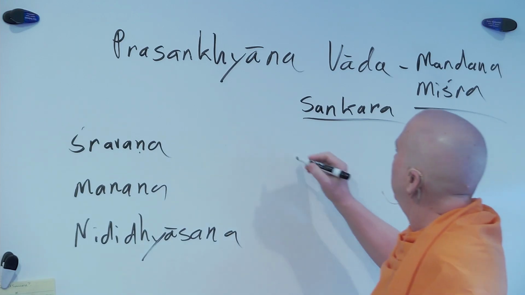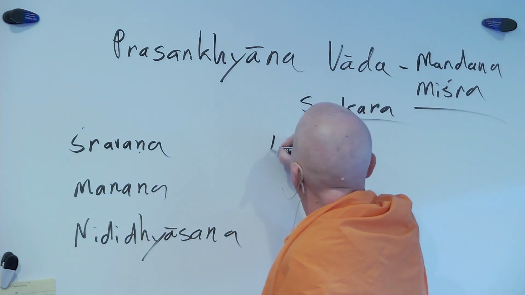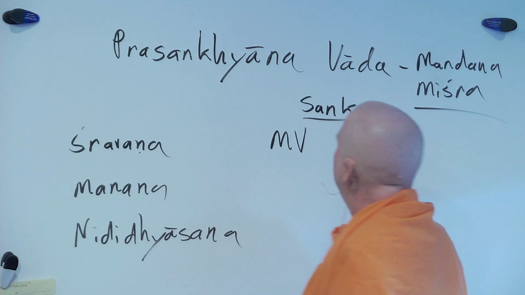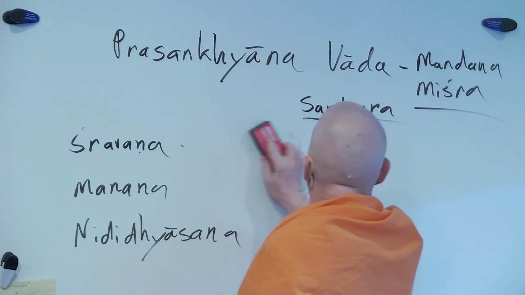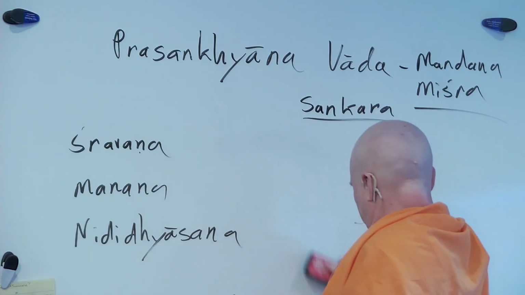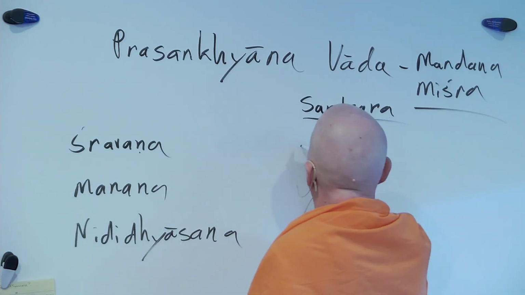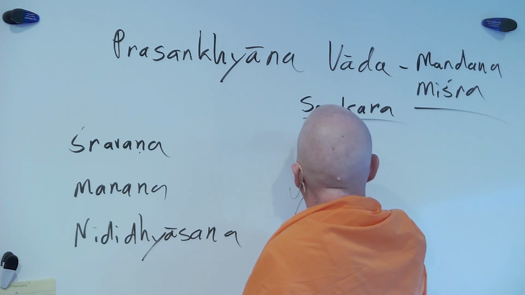And then finally, the Mahavakya, and I'm going to abbreviate that. The Mahavakya, which is, let me make sure this all lines up. This is going to be a complicated but important chart by the time we're done.